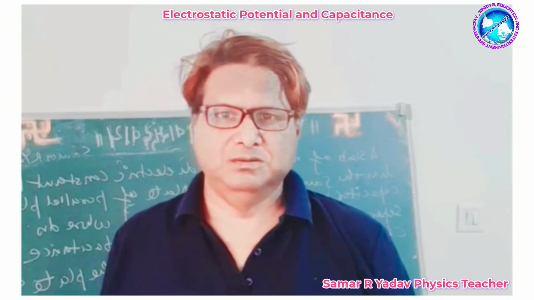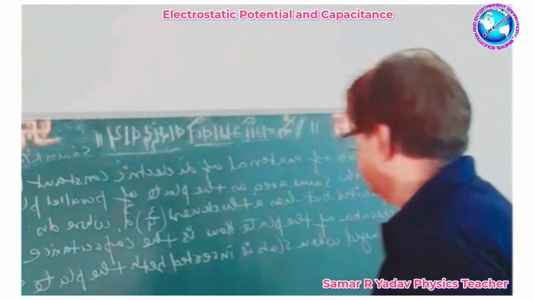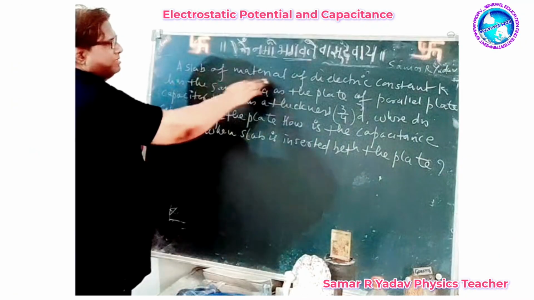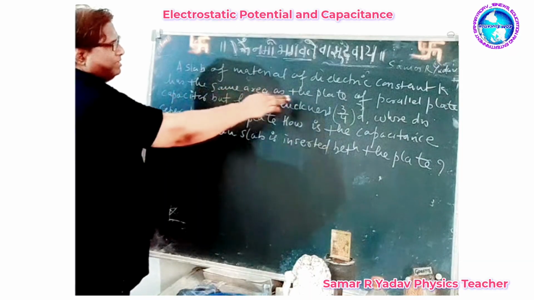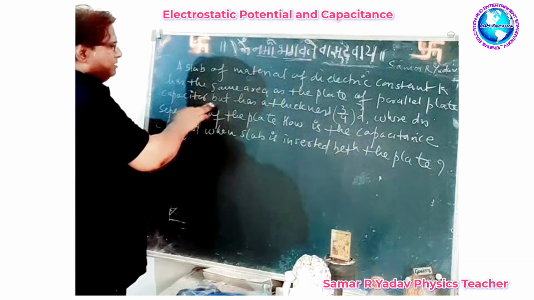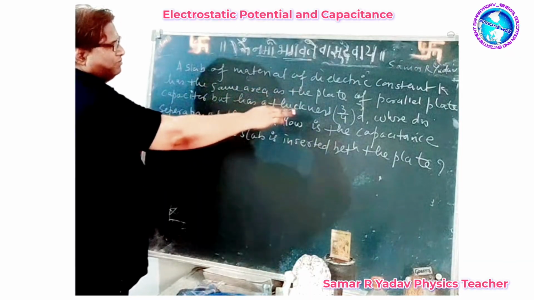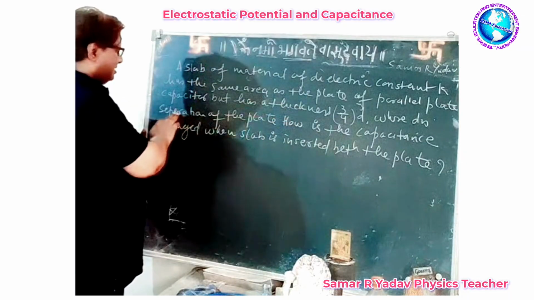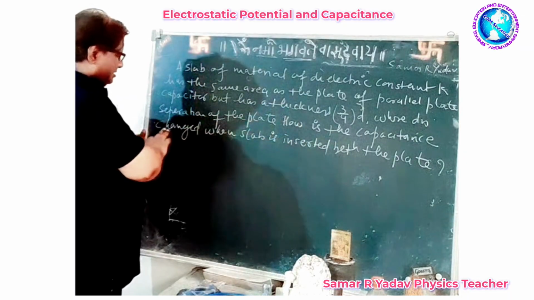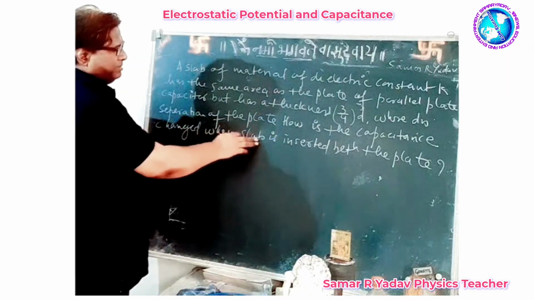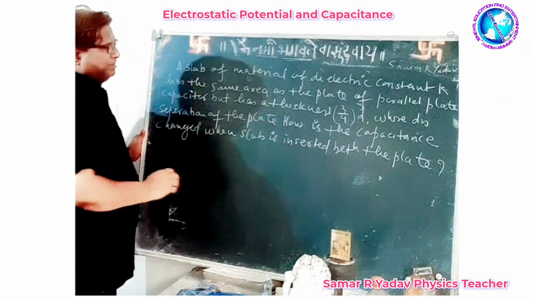The numerical is like this way, just you can see here. A slab of material of dielectric constant K has the same area as the plate of the parallel plate capacitor, but has a thickness of 3 by 4 D, where D is the separation between the plates. How is the capacitance changed when the slab is inserted between the plates?